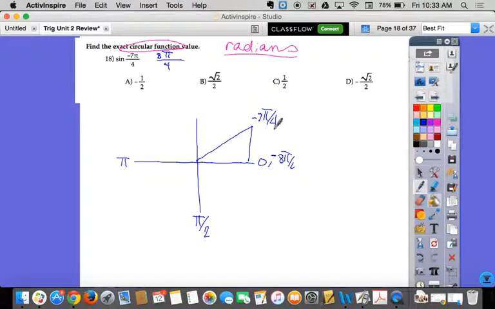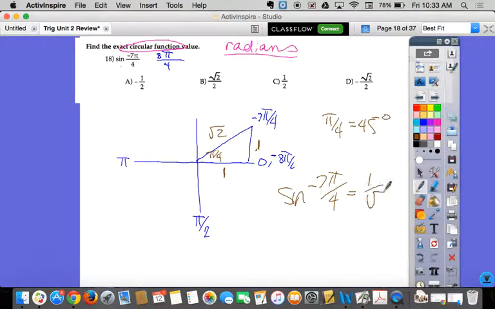Now y'all were supposed to memorize pi over 4 is equivalent to, you're supposed to think 45 degrees. So if this is pi over 4, we got a 1, a 1, and the square root of 2. We're in quadrant 1, so nobody's negative. You need sine of that angle. So sine is opposite over hypotenuse. So sine of negative 7 pi over 4 is 1 over square root of 2. It's going to be square root of 2 over 2, because you got to rationalize. It will be positive since we're in first quadrant.